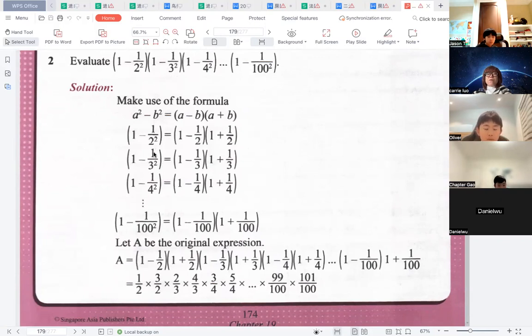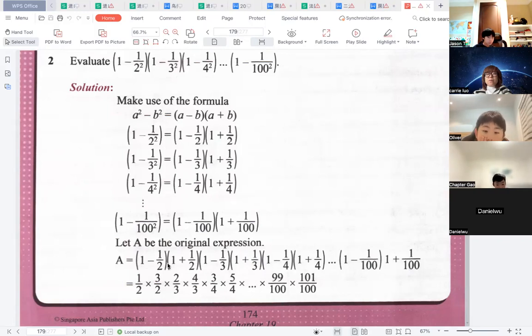Okay, so 1 minus 1 over 3 squared equals what? Equals 1 minus 1/3 times 1 plus 1/3. And 1 minus 1/4 squared equals 1 minus 1/4 times 1 plus 1/4. Get it? So the last one, 1 minus 1 over 100 squared, equals 1 minus 1 over 100 times 1 plus 1 over 100. So it equals 1 minus half times 1 plus half, and 1 minus a third times 1 plus a third.